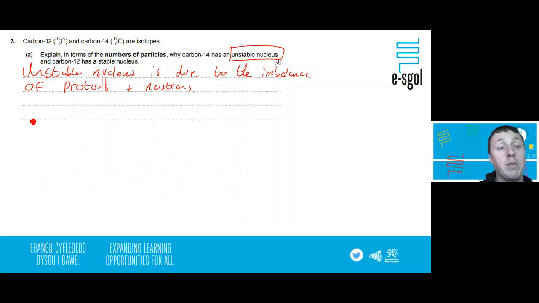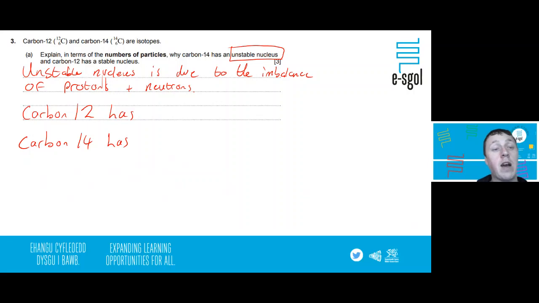Secondly, we can think about carbon. Carbon-12 has, and we can think about a set statement for carbon-14. So now we think of 3 separate statements. We've defined what makes it unstable, and then we've looked at carbon-12 and 14. So we need to identify 6 and 12 and 6 and 14. So we want to say what this actually means. Carbon-12 and 14 have 6 protons for both of them. But carbon-12 has 6 neutrons, whilst carbon-14 has 8 neutrons.